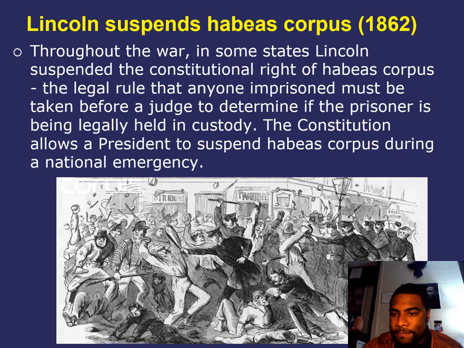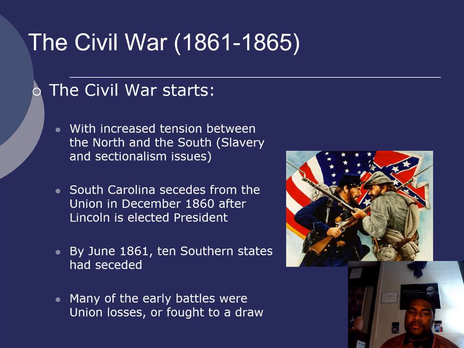All right, the Civil War from 1861 to 1865. The Civil War starts with increased tension between the North and the South over slavery and sectionalism issues. South Carolina secedes from the Union in December of 1860, of course, after the election of President Lincoln. By June 1861, 10 southern states had seceded. Many of the early battles were Union losses or fought to a draw.